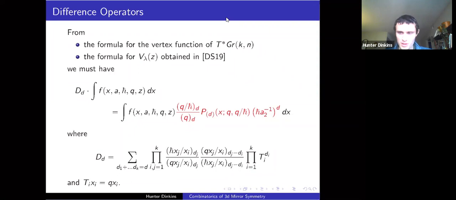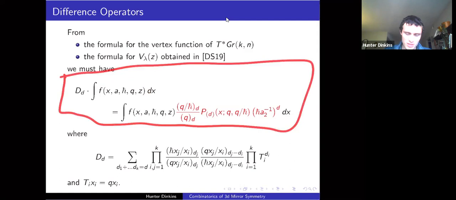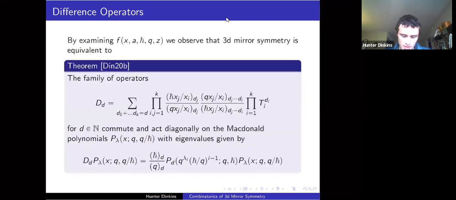So now if you continue looking at the combinatorics a little bit further, and if you dive into what exactly this function f looks like, then you can write down some other condition that tells you what it means in order for this to be the case. So given the form of f, this equation can be rewritten in different ways. And specifically, you can deduce that what must happen for 3D mirror symmetry to work is that this family of difference operators needs to act diagonally on Macdonald polynomials with some known eigenvalues.